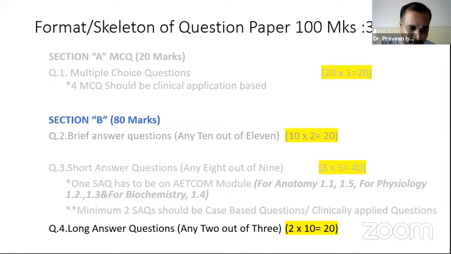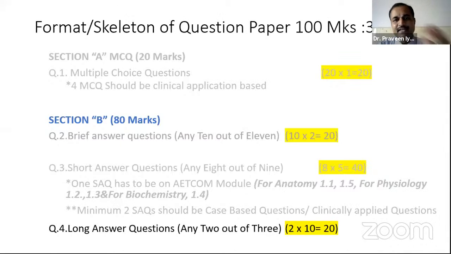And for paper 1 here, what is given is that 1 short answer question has to be from the 8Com module. That is, anatomy is given the charge of module 1.1 and 1.5. So 1 question has to be from either of these 2 modules. And the last is question 4, long answer questions, which is any 2 out of 3, 10 marks each.